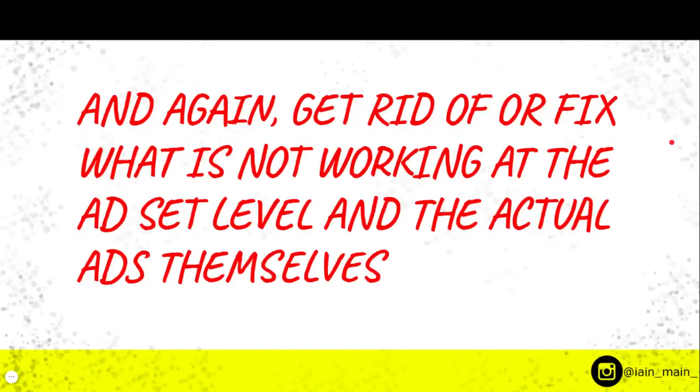But again, get rid of or fix what is not working at the ad set level and at the actual ad level themselves. So if you find that you want to promote a specific property, but it's not providing results, something needs to be changed. It doesn't mean that you cannot promote that property on social media. Maybe you just need to change the image. Maybe you need to change the offer if you have one, or the call to action, or the ad copy, you know, the text that's on that image. Maybe you need to test it with a different audience. Test again, just test again. It's all about testing and finding what works.